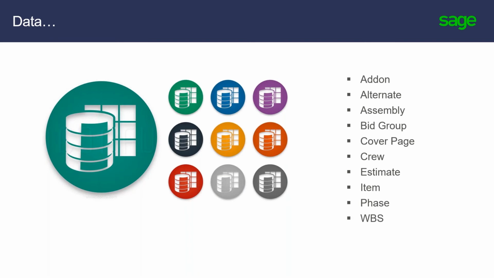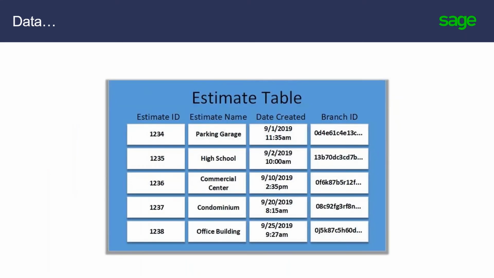Here are some of the tables that are in the estimating database: add-ons and alternates, assemblies, crews and estimates and items, phases and WBS codes. So this is where data is stored in a table, and this is a high-level graphic of what a table looks like, just so we're all on the same page and working from the same information here. Data is stored in columns and rows, and it looks a lot like Excel, really. We've got the estimate ID and the name, when it was created, and the branch ID.